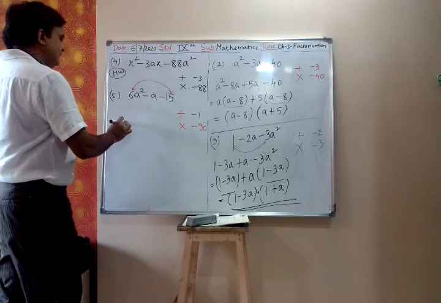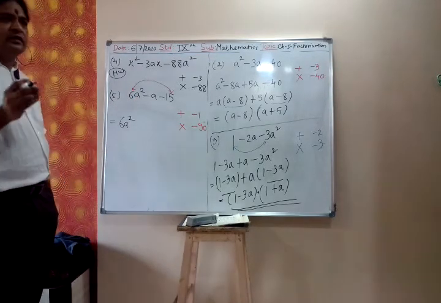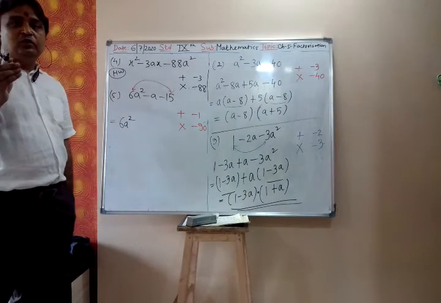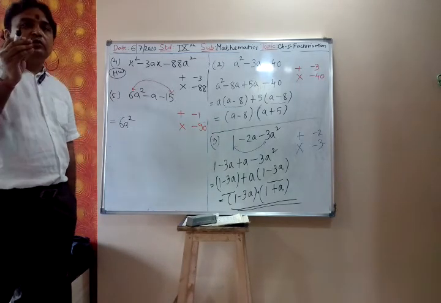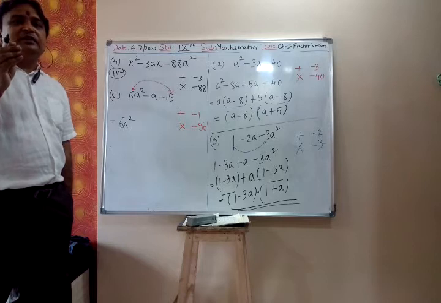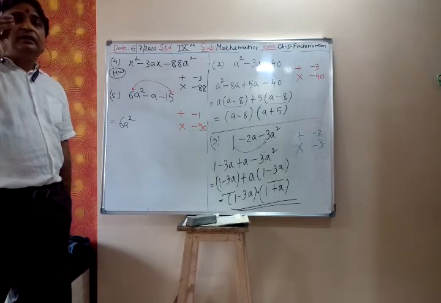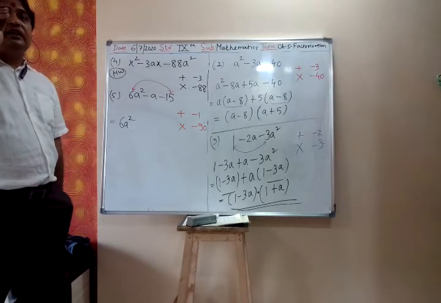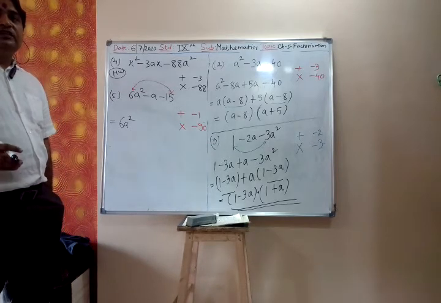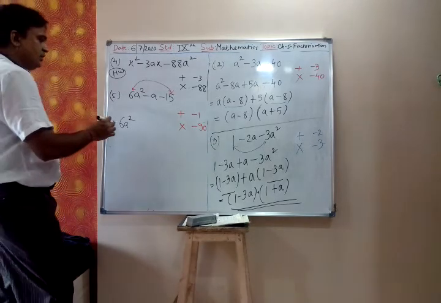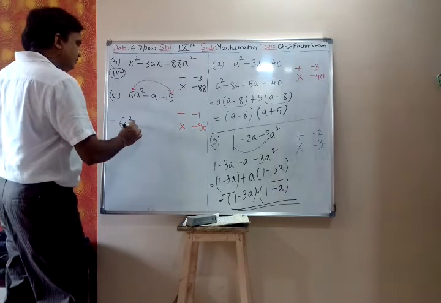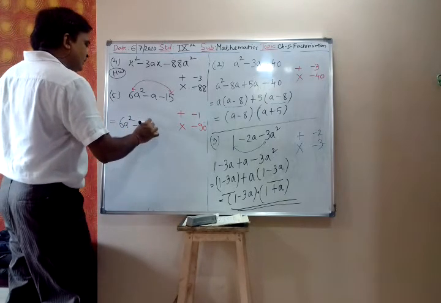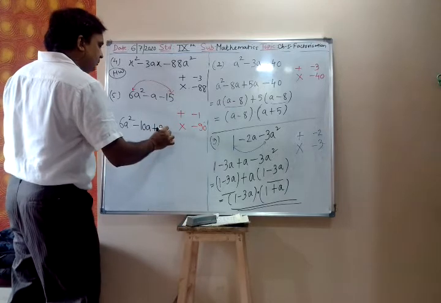So this I can write as 6a square. What are two numbers? Addition is minus 1, multiplication is minus 90. Minus 10 and plus 9. So 6a square minus 10a plus 9a minus 15.